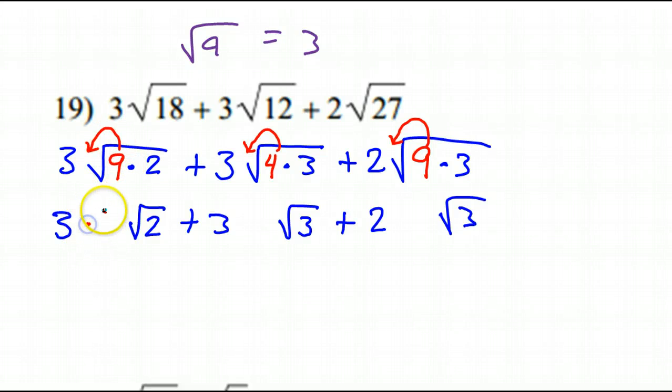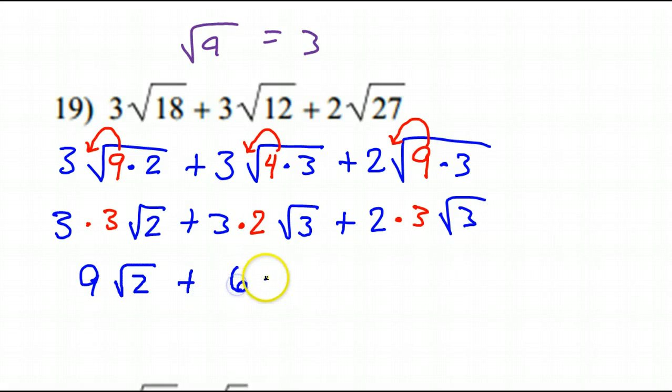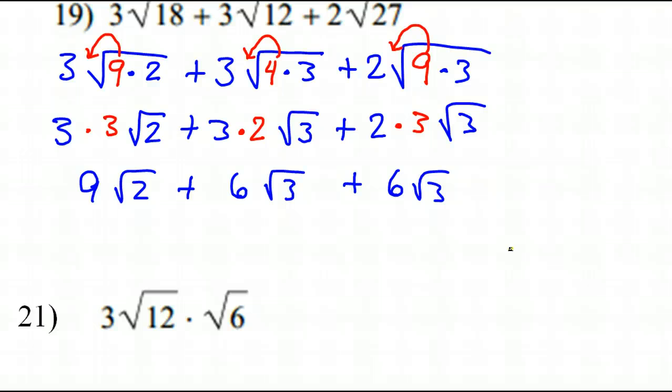So the square root of 9 is 3. The square root of 4 is 2. And the square root of 9 again is 3. Now when there's already a number there and you're pulling out that square root, you are multiplying. This is multiplication between these two. So now I'm going to have 9 square roots of 2 plus 6 square roots of 3 plus 6 square roots of 3.